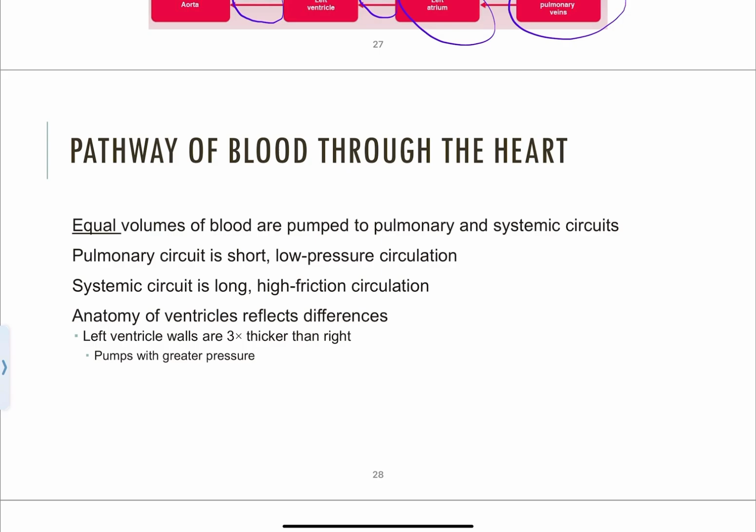That means it's going to have higher friction that it's having to deal with as it travels through our body. So because of these differences and the need of the pressure that we create in each ventricle, the anatomy is also going to reflect that.